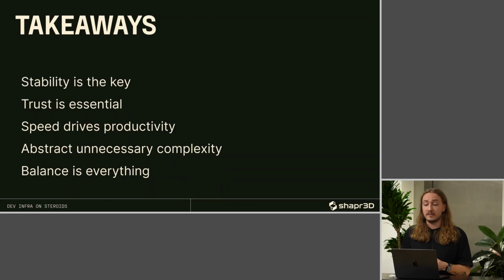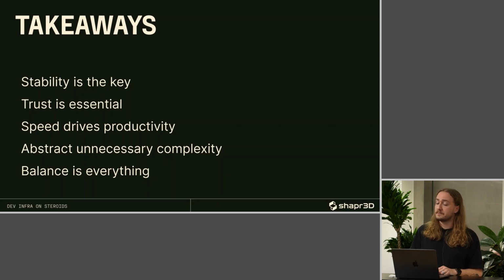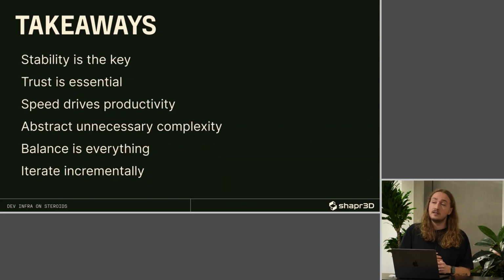Fifth, balance is everything. A fast system that is unstable or a stable system that's slow won't serve your team well. Optimizing for both ensures you get the best of both worlds. Finally, iteration is key. Achieving big improvements often comes from small, deliberate steps. Each iteration builds confidence and sets the stage for the next improvement. So these lessons have guided our progress, and I hope they offer valuable insights for you as well.